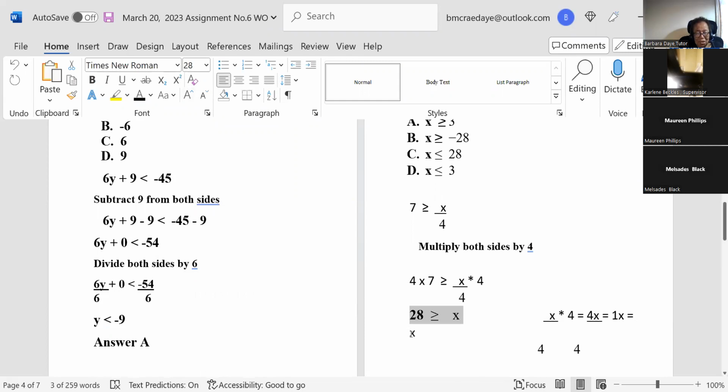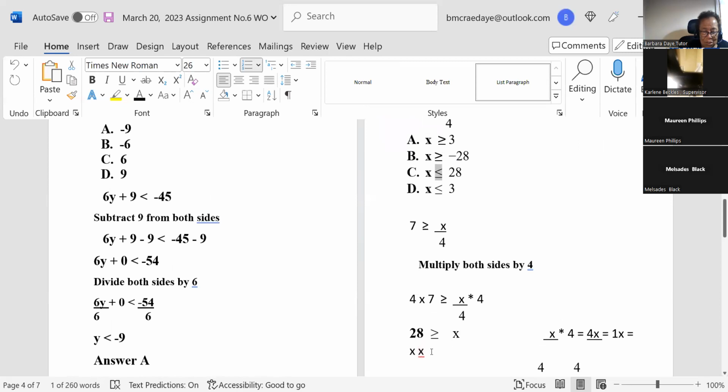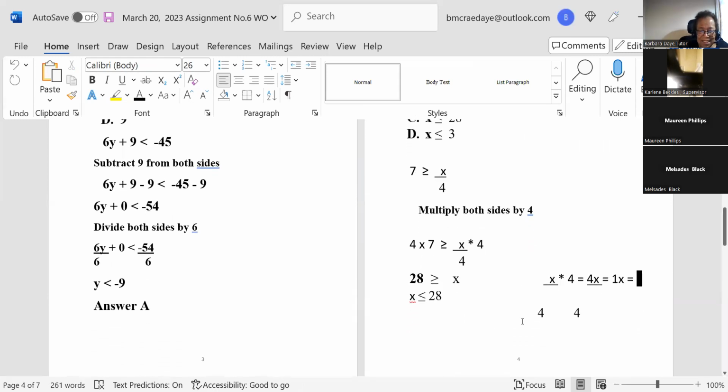If I want just X on the left, I reverse my inequality. So instead of greater than or equal, it becomes less than or equal. So this will be X, and this will be less than or equal to 28. That's right. Whenever you switch sides, you reverse the inequality. Remember that rule. So that's X less than or equal to 28. Yeah, you had that one right, Maureen. Answer C. Let's put that there. Answer C.